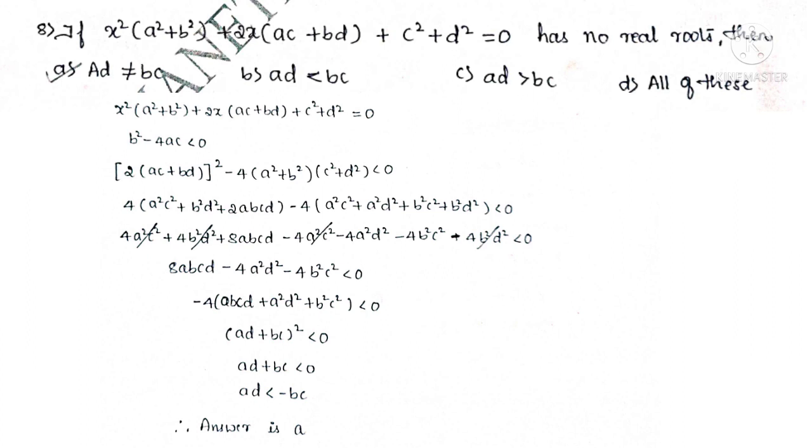Then ad plus bc whole square, because it is in the form of a plus b whole square, so you can write it as ad plus bc whole square lesser than 0. Now take square to that side, it will become square root of 0, that will be ad plus bc lesser than 0. Then take bc that side, so ad is lesser than minus bc. Here this answer is not given in the options, so consider AD is not equal to BC.